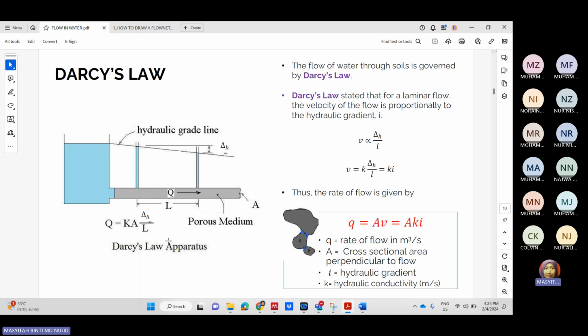Okay, now we go to the second concept, which is Darcy law. Just now is the Bernoulli equations. So the Darcy law is the flow of water through soil. So dia dipengaruhi oleh Darcy law. So dalam Darcy law, it depends on the head loss and also the L. So what is the L? L is the horizontal distance between point A dan juga point B.